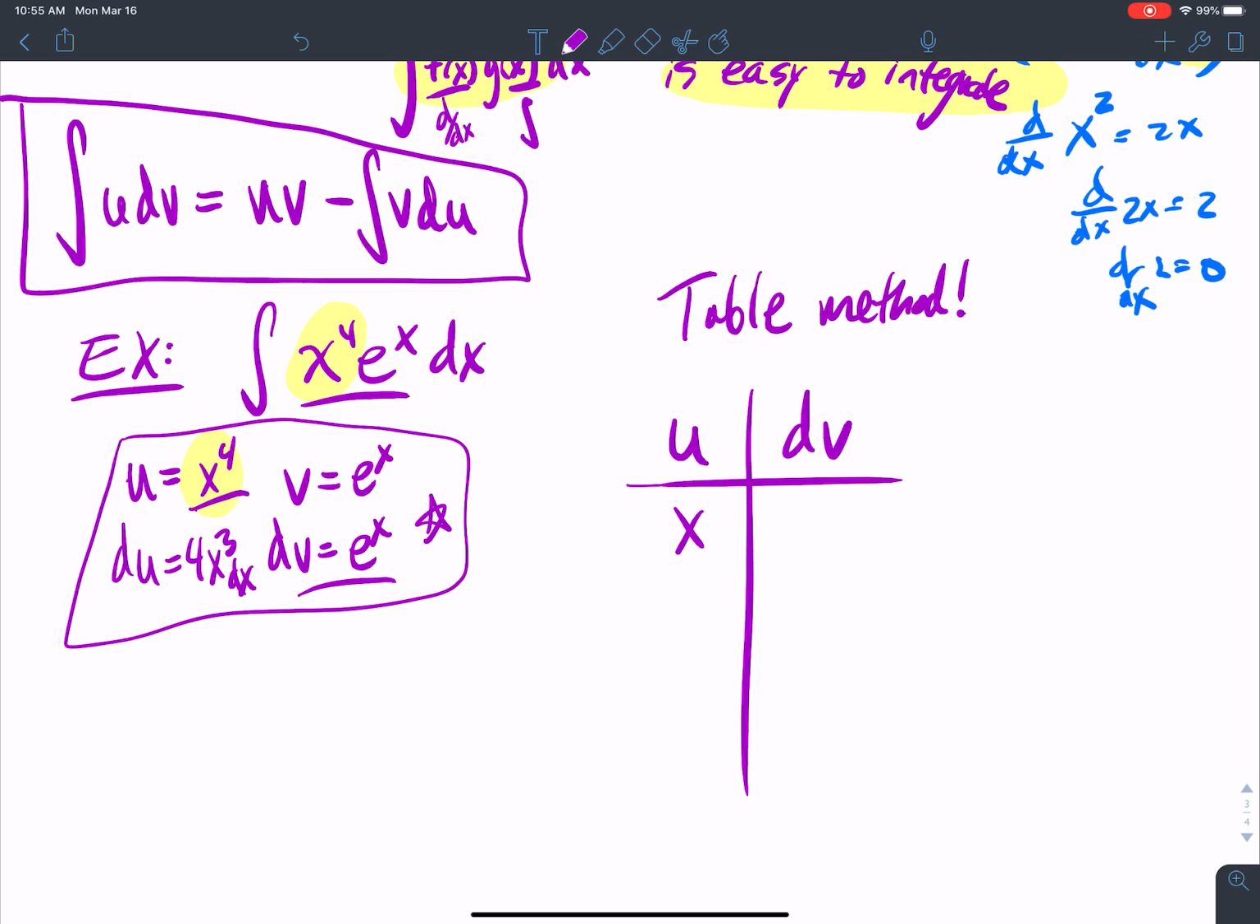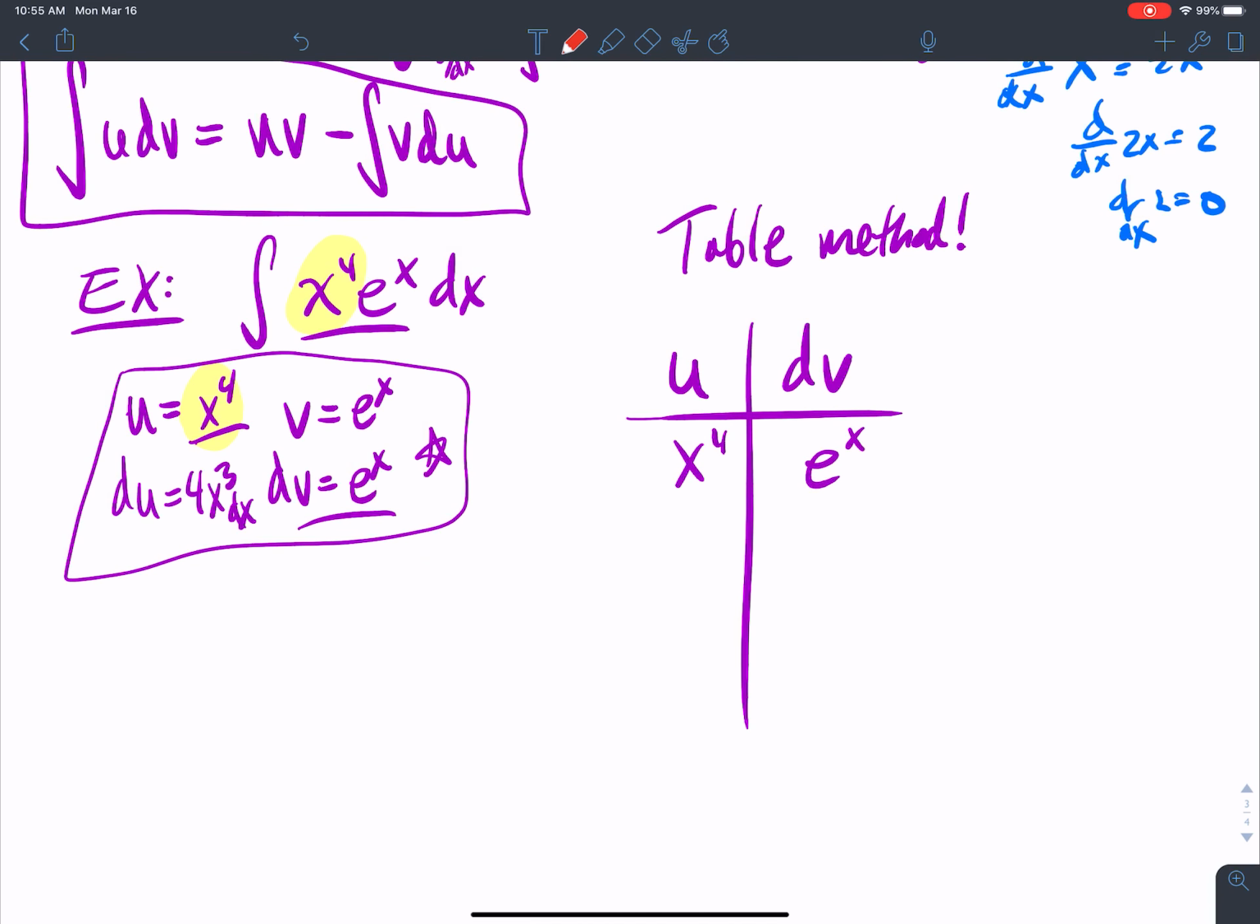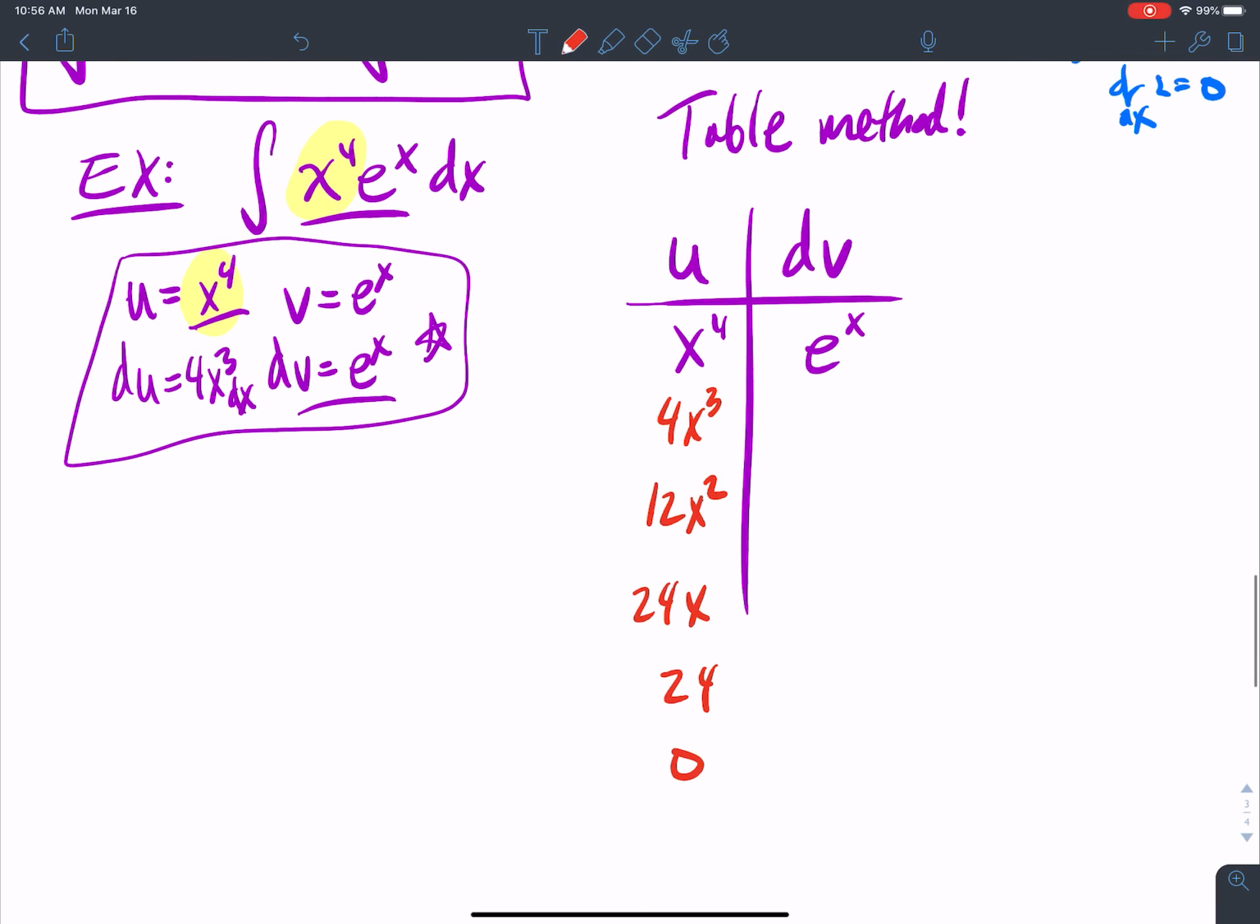I have my x to the fourth over here, that's my u, and my dv is e to the x. Okay, so I take derivatives on the left side, integrals on the right side. So let's do it. I get 4x cubed, 12x squared, 24x, 24, 0. I like to just go down until I get all my derivatives knocked out. Okay, so those are my derivatives. Now I get my integrals.